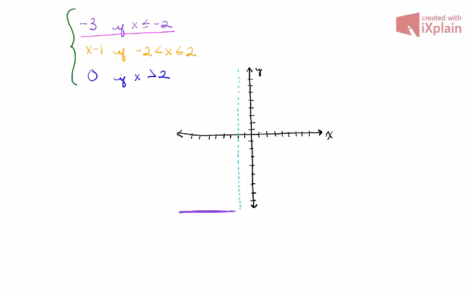So if I look at the second piece, x minus 1, it's going to exist between -2 and 2. So I'm going to go ahead and draw that other boundary in. So my middle piece should only exist between these 2 lines. And then finally, my last piece is going to exist when x is at 2 or bigger than 2. Okay? So let's go ahead and take a look at the first piece.